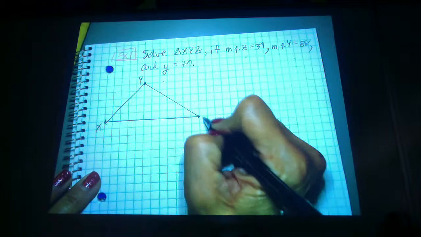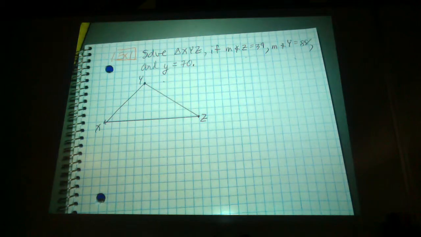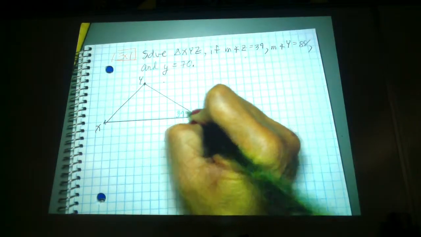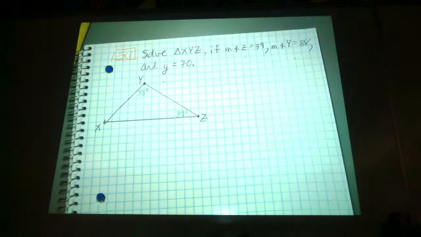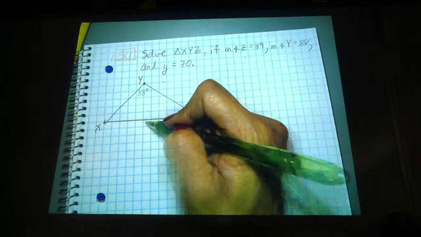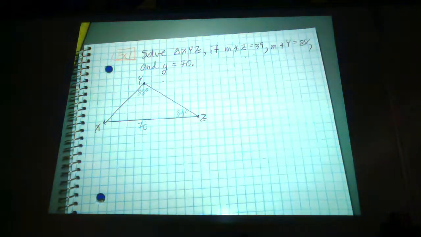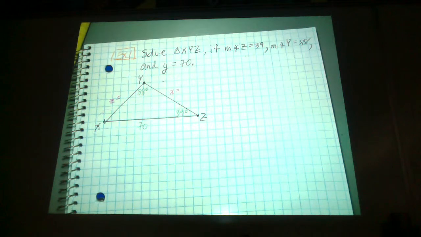X, Y, and Z. So I've named my angles with capital letters, and I'm going to put in here what they gave me. They gave me that angle Z is 39 degrees. Angle Y is 88 degrees. And the measure of side Y, which would be across from angle Y, is 70. So that means that across from angle X, this would be side X. And across from angle Z, this would be side Z. And of course, we don't know angle X.